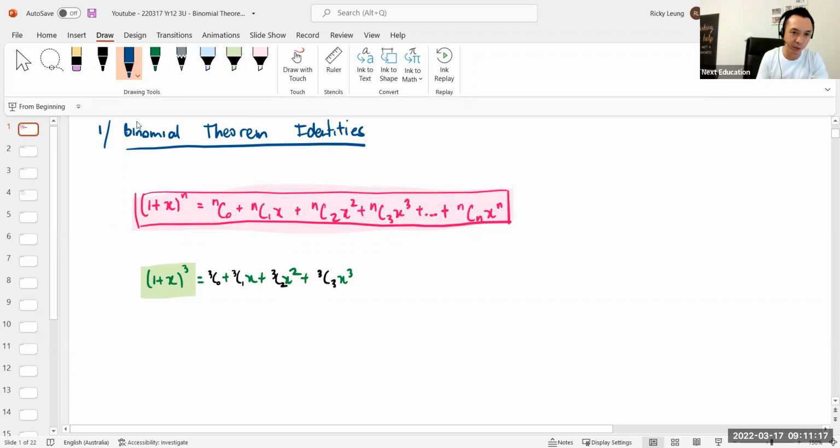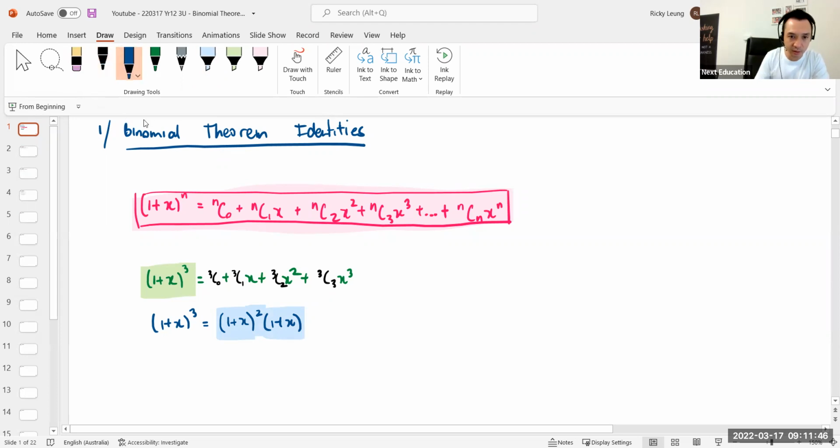So another way to express (1 plus x) cubed is to think, well, what if that was (1 plus x) squared times (1 plus x), right? Here we have two sets of binomial expressions multiplied together.